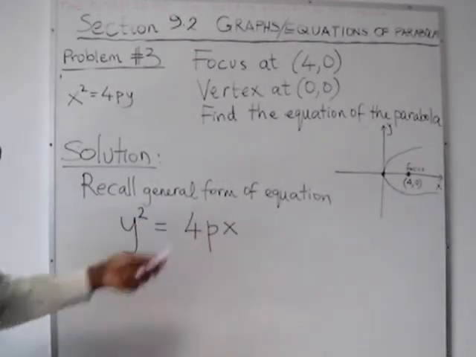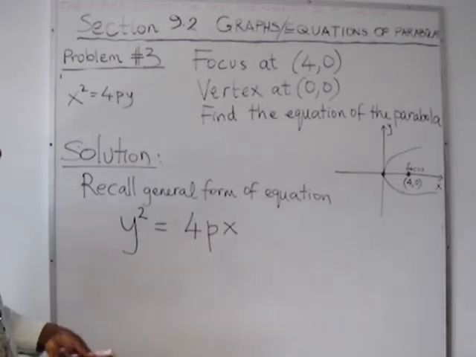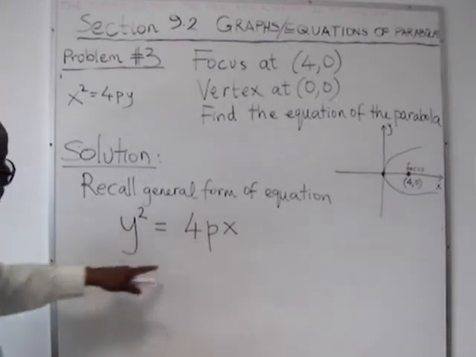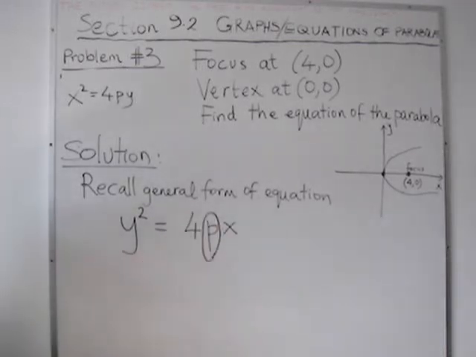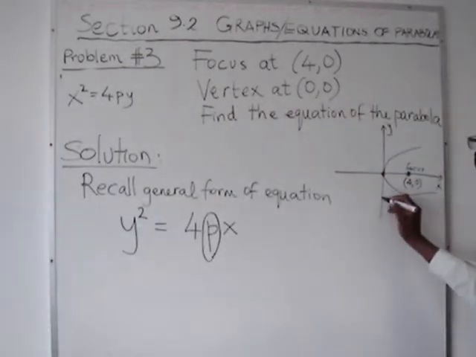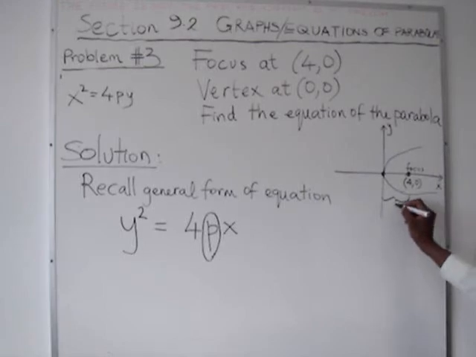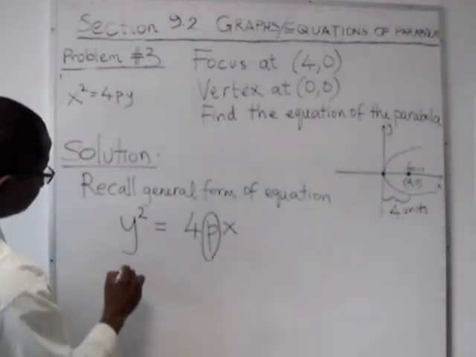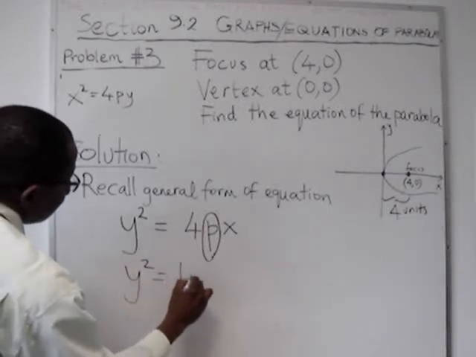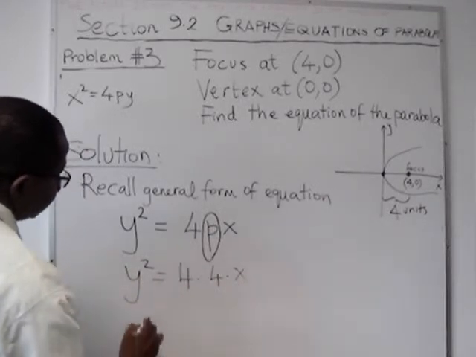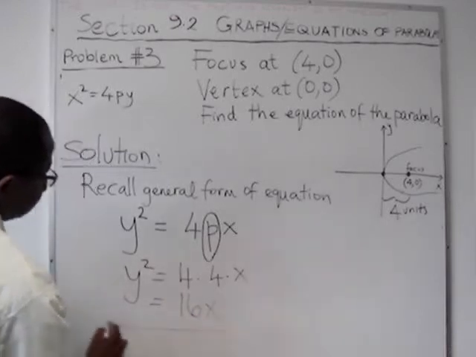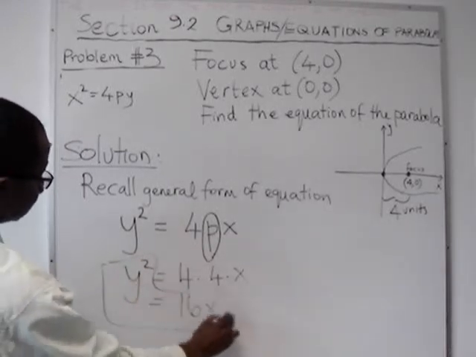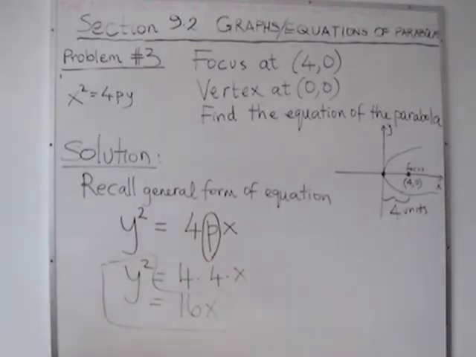Okay, so once you know that, really, what's there to do? The only other thing you need now is this p. Really, p is all you need. And what's p? Well, it's the distance from the focus to the origin, 4 units, because you are given (4, 0). So your answer is y squared equals 4 times 4 times x, equals 16x. That's the equation. y squared equals 16x is the equation of your parabola.